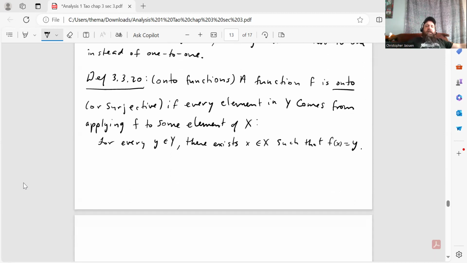Right, next important definition is 3.3.20. Here we're going to define what we mean by an onto function. A function f is onto, or sometimes it's called surjective, if every element in Y comes from applying f to some element of X, or in other words, more compactly, for every y in Y, there exists x in X such that f of x equals y, right?